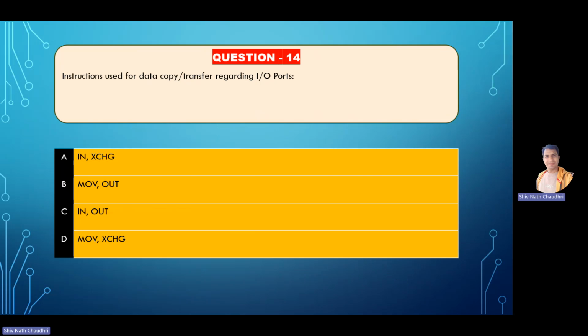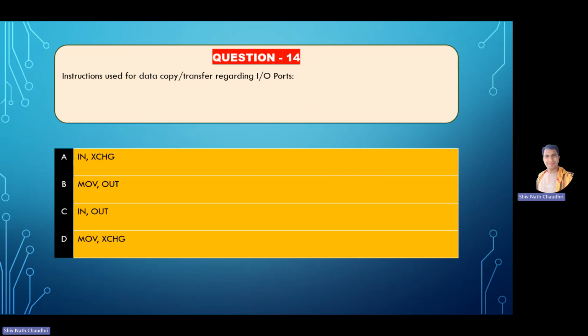The next question is about instructions used for data copy or transfer regarding IO ports. For IO ports, we require read operation and write operation. And for read and write operations in the context of IO, we use only two instructions, IN and OUT. So IN and OUT are the only instructions related to the IO port.